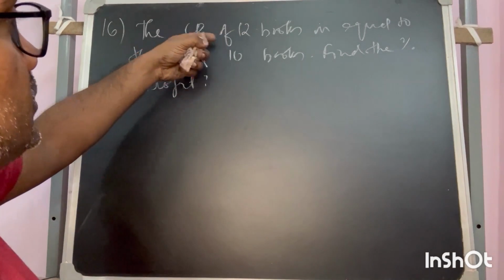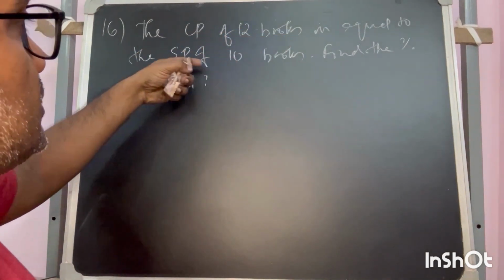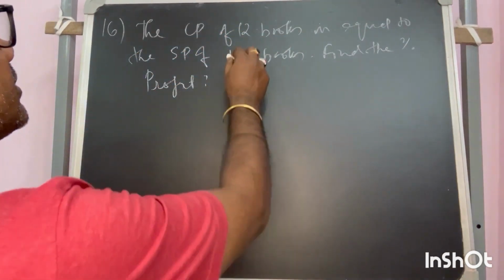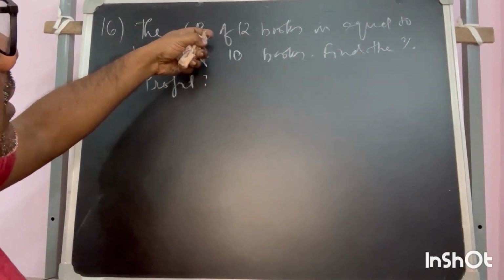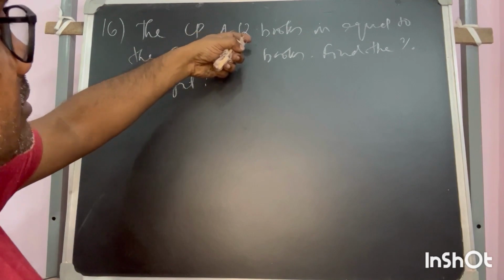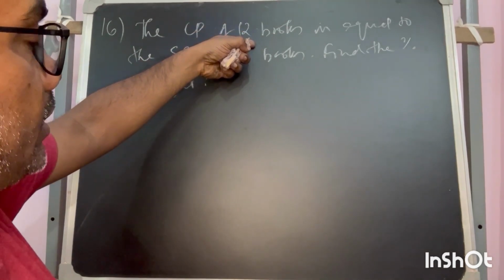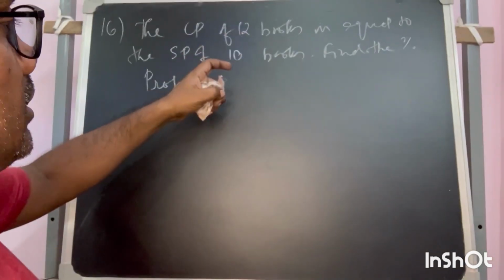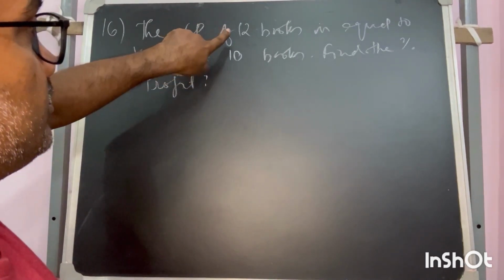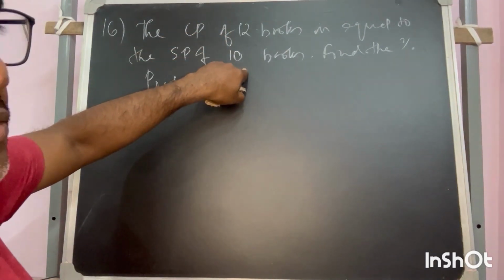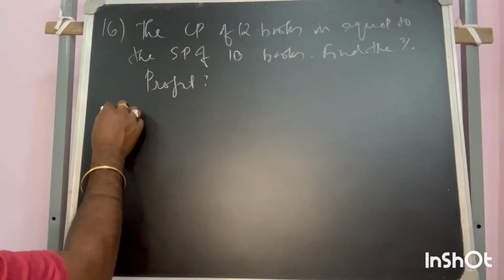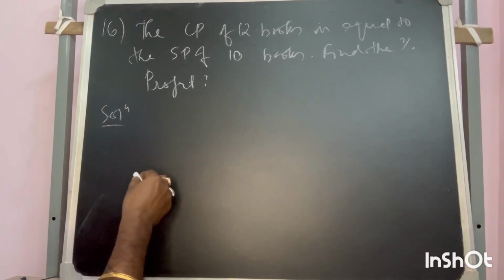When the cost price of 12 books is equal to the selling price of 10 books, that means he is making profit. He is selling fewer books for a higher cost. The price he is buying the 12 books at, during selling he is recovering the same cost for only 10 books, so definitely he is making profit. So this can be written straightaway without thinking much.